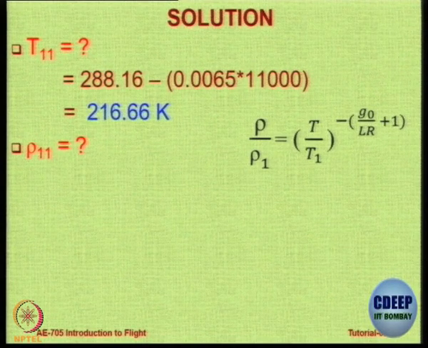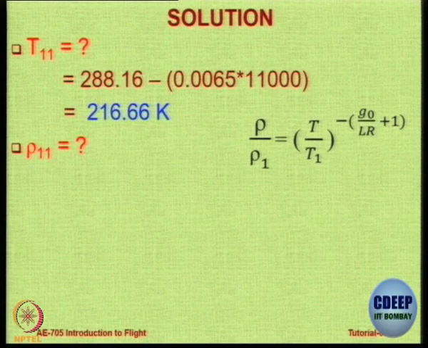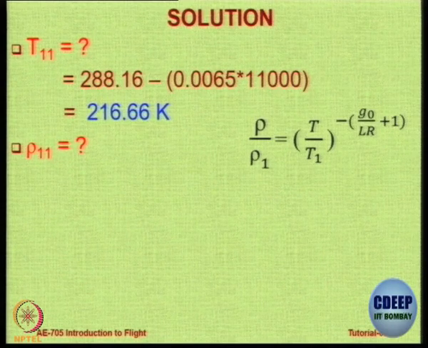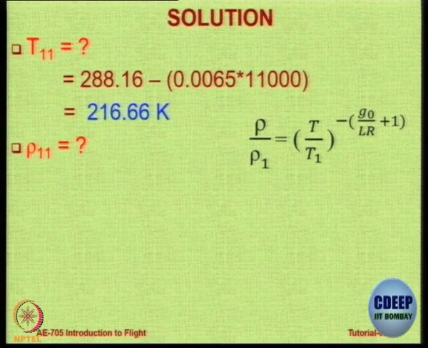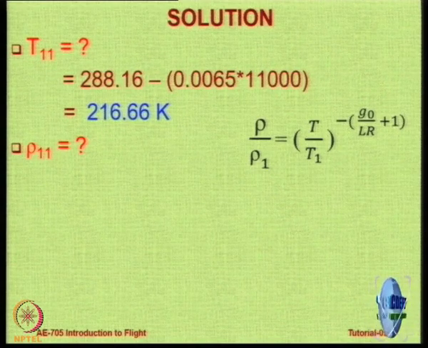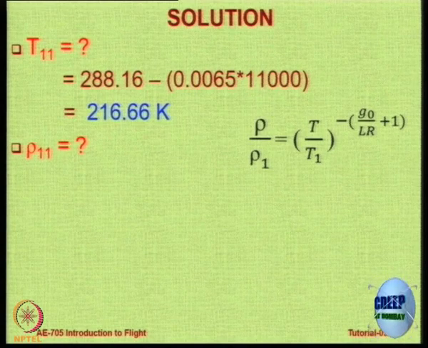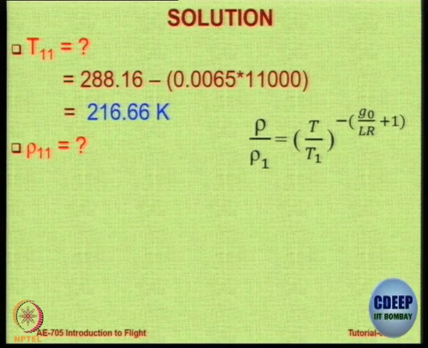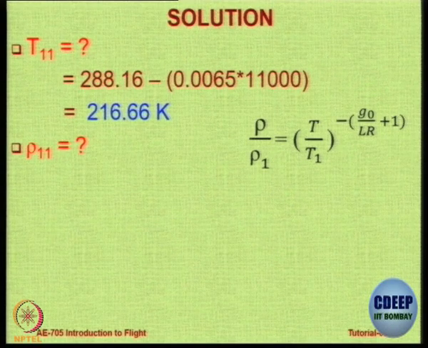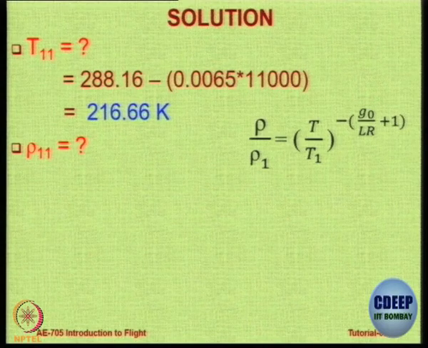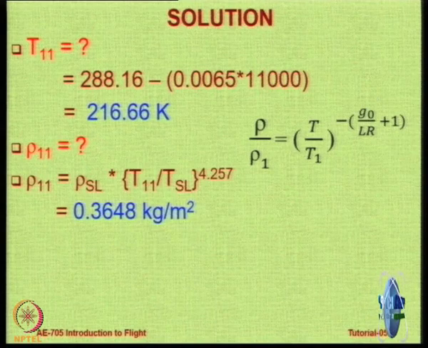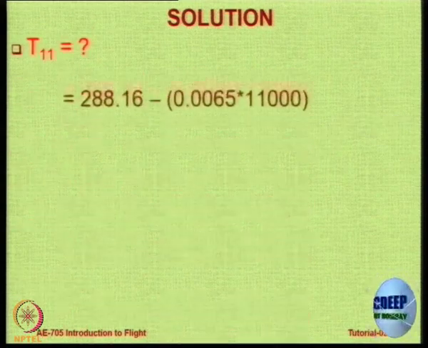What is R? Gas constant, 287 joules per kg Kelvin. So R is 287, L is 0.0065, g0 is 9.807. So rho by rho 1 is equal to T by T1 times that ratio. If you take rho as rho 11, then rho 1 will be, so here is the solution.